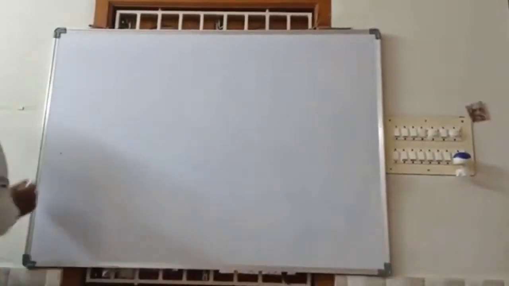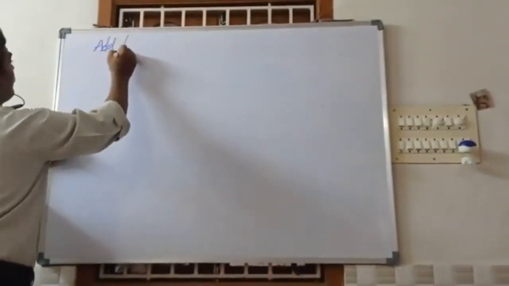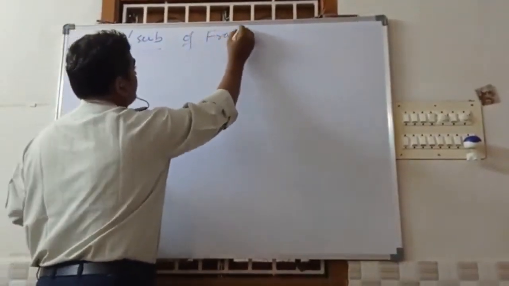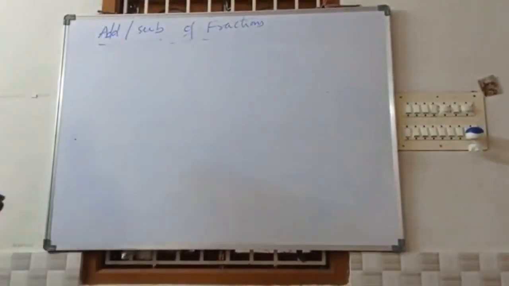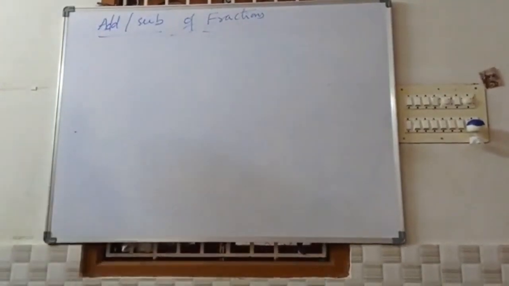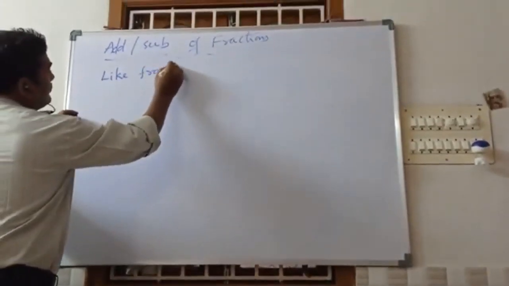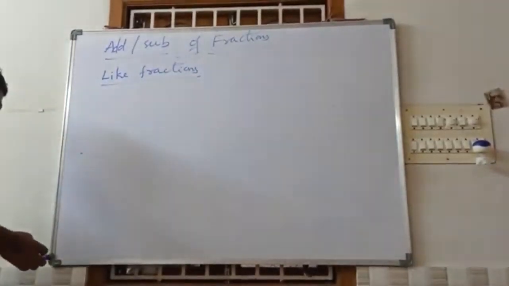Next topic is addition or subtraction of fractions. First category, we go for like fractions. First we go for like fractions. We want to add or subtract like fractions.